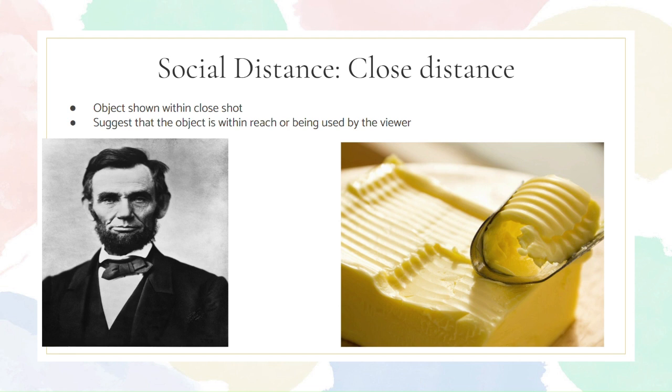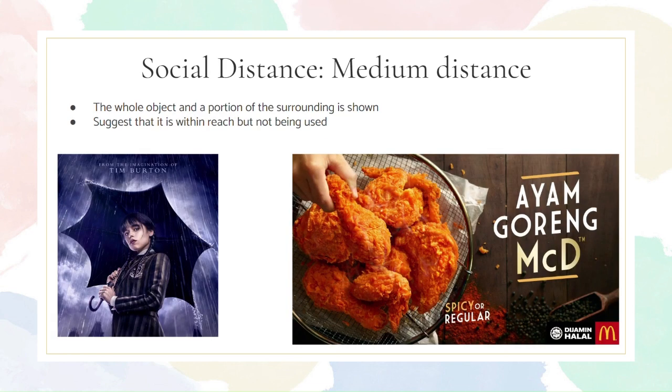All right. So then we go a little bit further, which is the medium distance. Now the medium distance works almost the same as close distance, where it gives a feeling of it being within reach, but it does not give a feeling that it is being used. This is where you actually can see the surroundings a little, so we can see spices on this side, and we can see the rain on the other side. Okay, so let's go into it one by one.